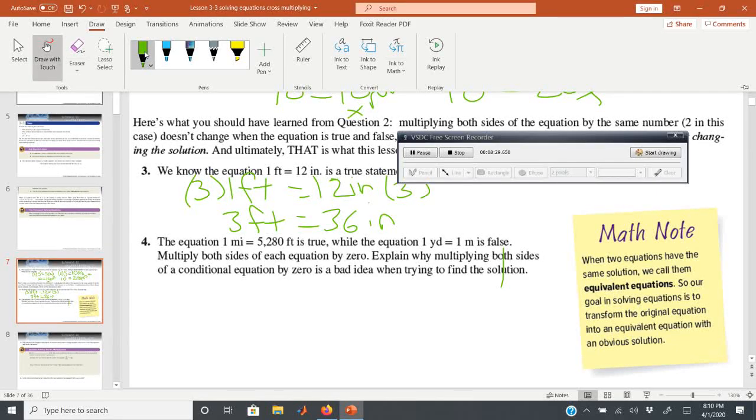And that gives us the true statement. But it's important to understand why it's true. Pause the video and come back when you have answered question 4.